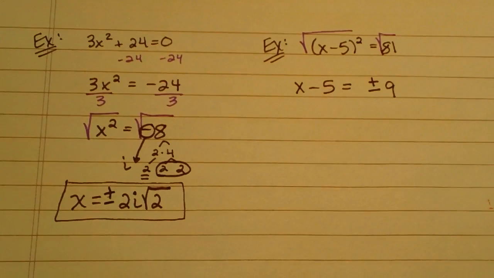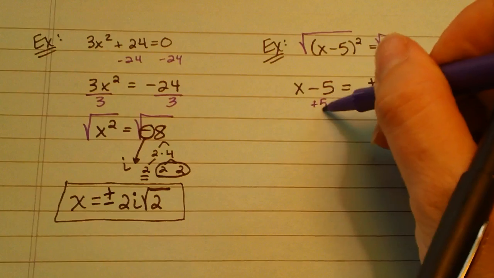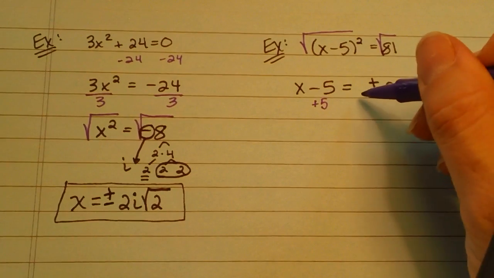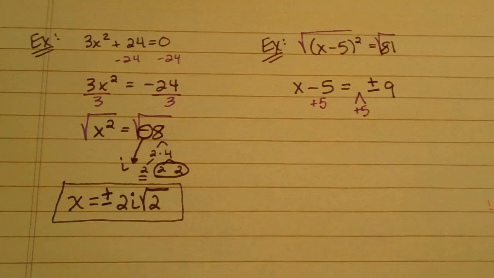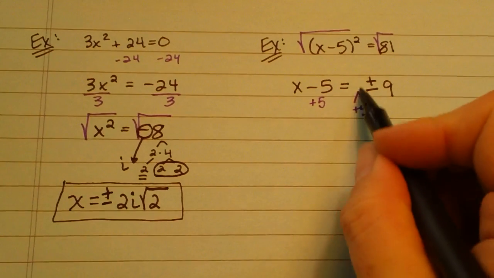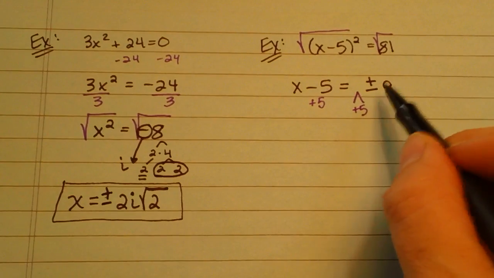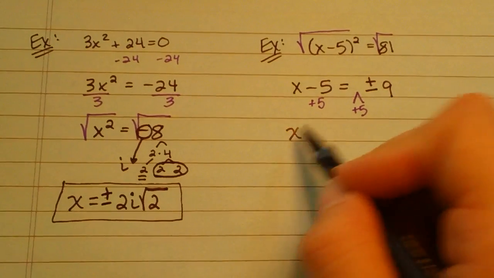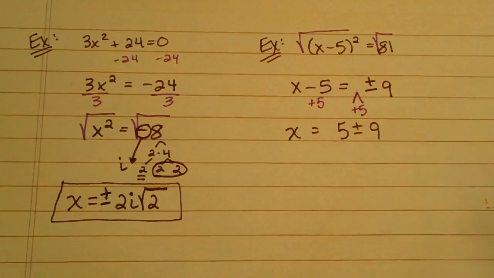Now this is where I was telling you, you sometimes still have to do some work to solve for x. So I still am going to have to add 5 to both sides. On the right side, the space you want to put that plus 5 in is before the plus or minus sign. So we want to always put our plus 5, or whatever it is we're adding or subtracting, in front of the plus or minus. So that will give me x equals 5 plus or minus 9.